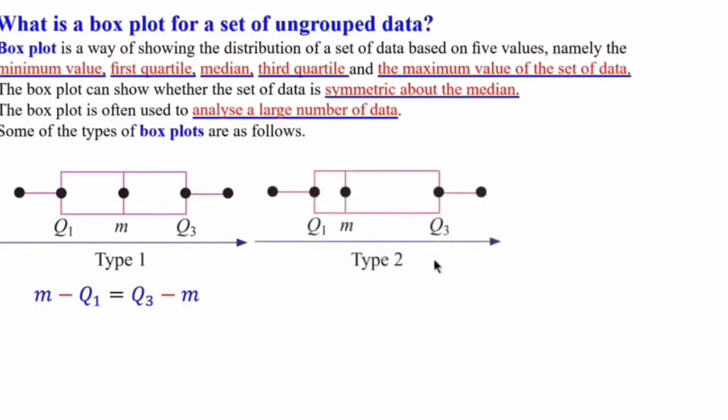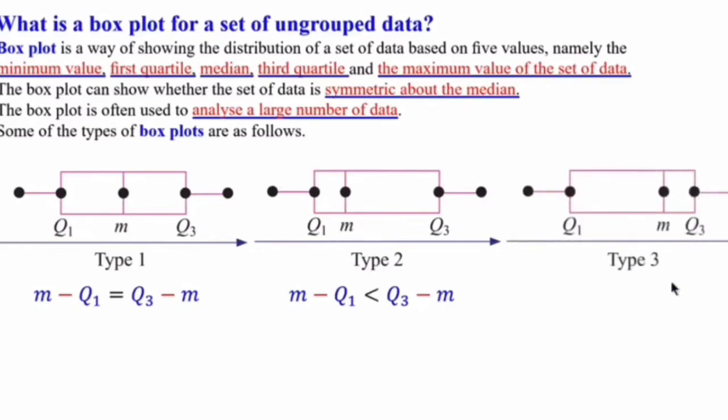For type 2, you observe that the difference between the median and the first quartile is less compared to the difference between the third quartile and the median. Okay, which is bigger. Q3 minus M is more than M minus Q1.